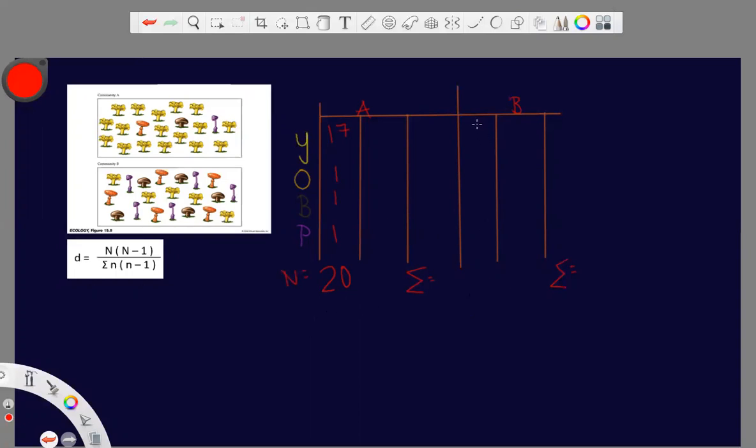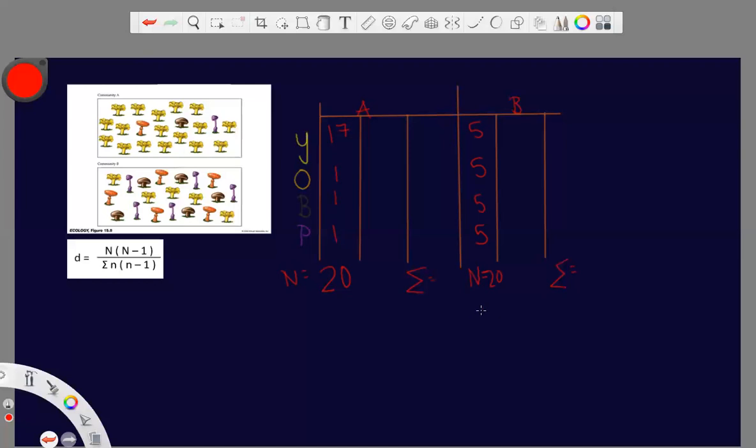If we do the same thing for B, we count up how many there are of the yellow species, the orange species, the brown and the purple. In community B, we can see that we've got 1, 2, 3, 4, 5 yellow, 5 orange, 5 brown and 5 purple. So there's 5 yellows, 5 orange, 5 brown, 5 purple. If we add all of these up, N again is equal to 20. So in both cases, we've got 20 in total.